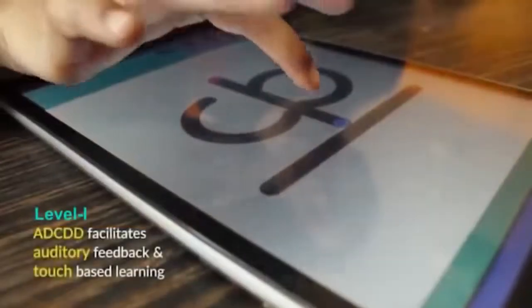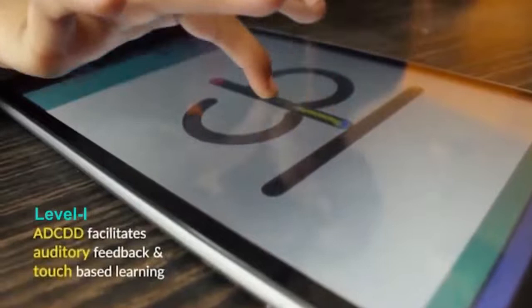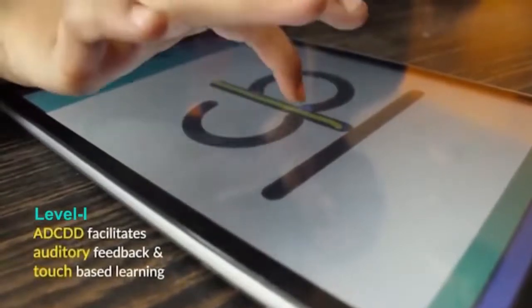This has 3 levels as of now. Level 1, where we want the students to trace the Hindi letters. Remember that AACDD is basically a Hindi language enabled assistive application as of now. In future we plan to take up other Indian languages as well. So at the first step we have developed it only for the Hindi language.